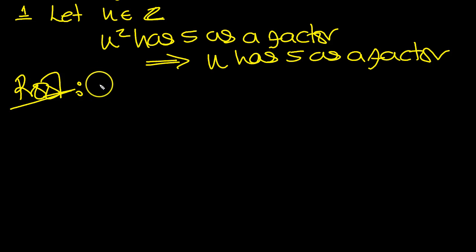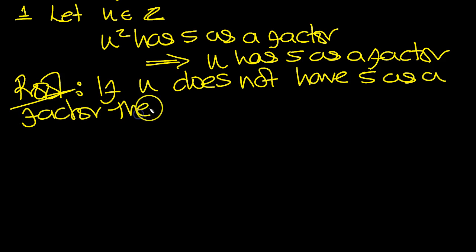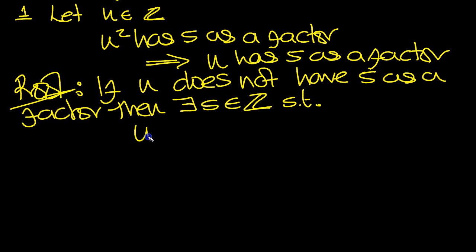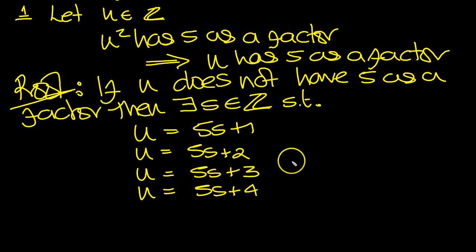If u does not have 5 as a factor, then there will exist an integer s such that u equals 5s plus 1, or 5s plus 2, or u equals 5s plus 3, or u equals 5s plus 4. That's about it, because it doesn't have 5 as a factor, so when you divide u by 5, it goes into an integer with remainder 1, 2, 3, or 4. No other cases pertain, do they?